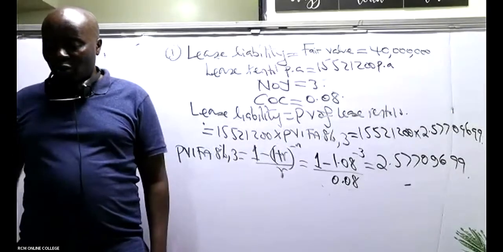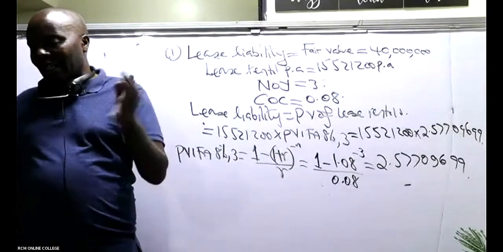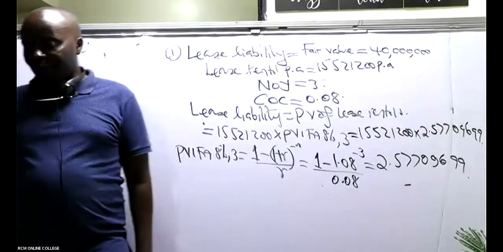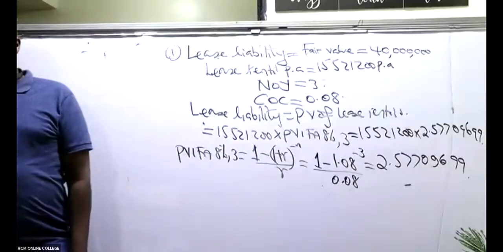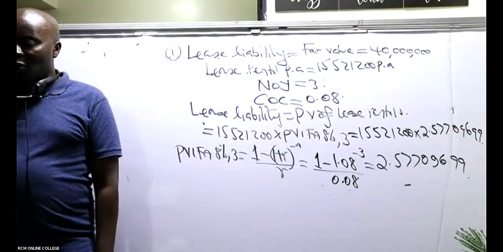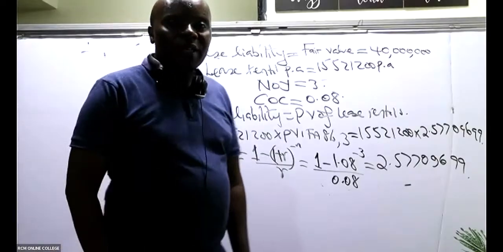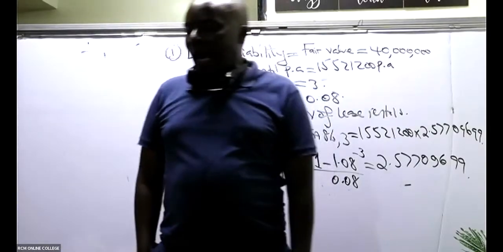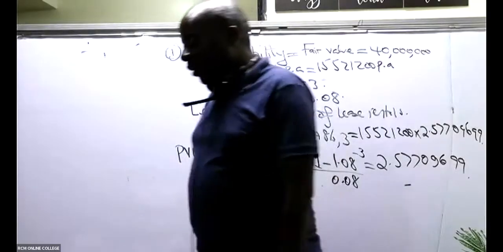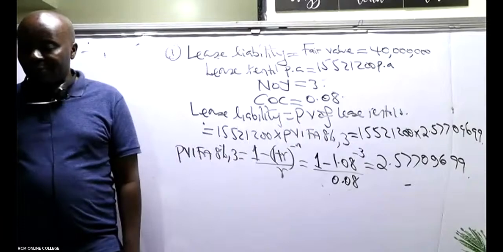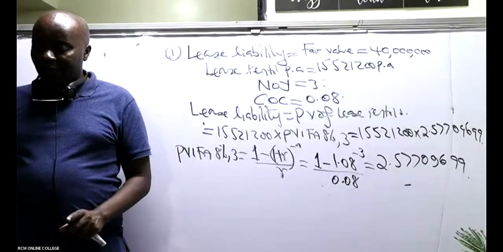Is there somebody who is able to confirm? It may be 39, blah, blah. It's going to be very close to that 40 million, which confirms that whenever the fair value of an asset is given, then that will be the lease liability.